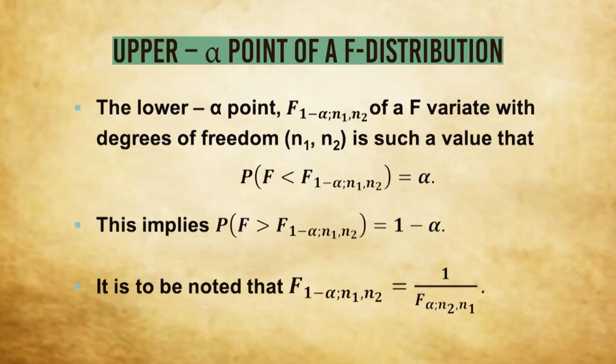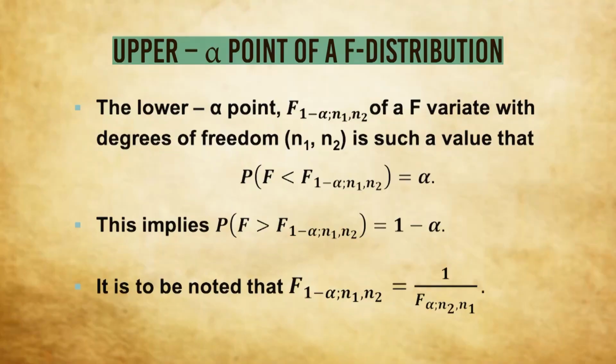Similarly, one can define the lower alpha point of a F distribution. It is such a value that probability F less than that value is alpha. Now we denote it by F1 minus alpha n1 n2. As I mentioned, in case of T distribution, the notation of the lower alpha point is in terms of the right tail probability. So in case of lower alpha point of the F distribution as well, the probability to the left-hand side of it is alpha. So the probability that F will be greater than this value will be 1 minus alpha. So we denote it as F1 minus alpha n1 n2. That is written in the second line. You can see probability F greater than F1 minus alpha n1 n2 is equal to 1 minus alpha.